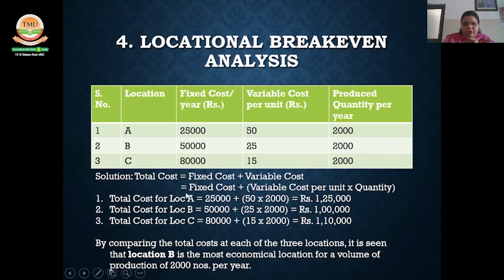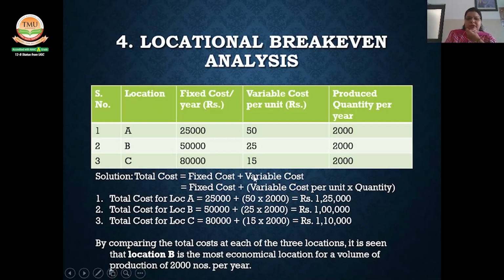So here is the solution. The formula for total cost is fixed cost plus variable cost. Now to find the per unit cost, we will do fixed cost plus variable cost per unit, x is equal to quantity. Now we will find location A cost. So 25 is given, plus 50 multiplied by 2000, because we are going to find the total unit calculation, right? So total units per year is 2000.